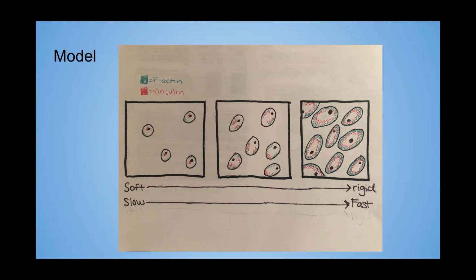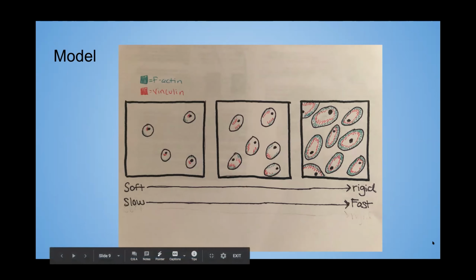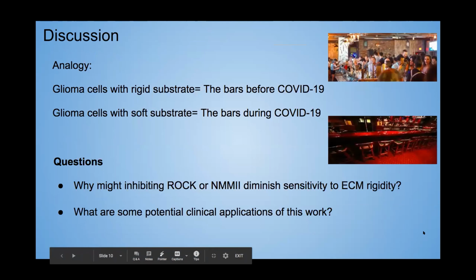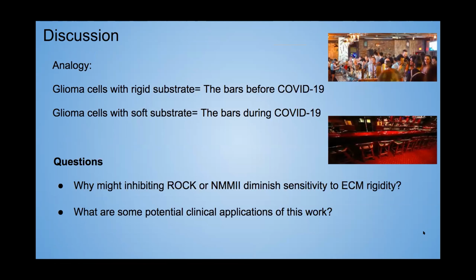Okay, so as far as the discussion goes, before that we have a quick analogy. I just scrapped this together, did my best, but I figured that the glioma cells on rigid substrates are like the bars in Ann Arbor before the coronavirus stuff. Basically, a lot of movement, a lot of activity, a lot of proliferation, a lot of bodies, like cells.